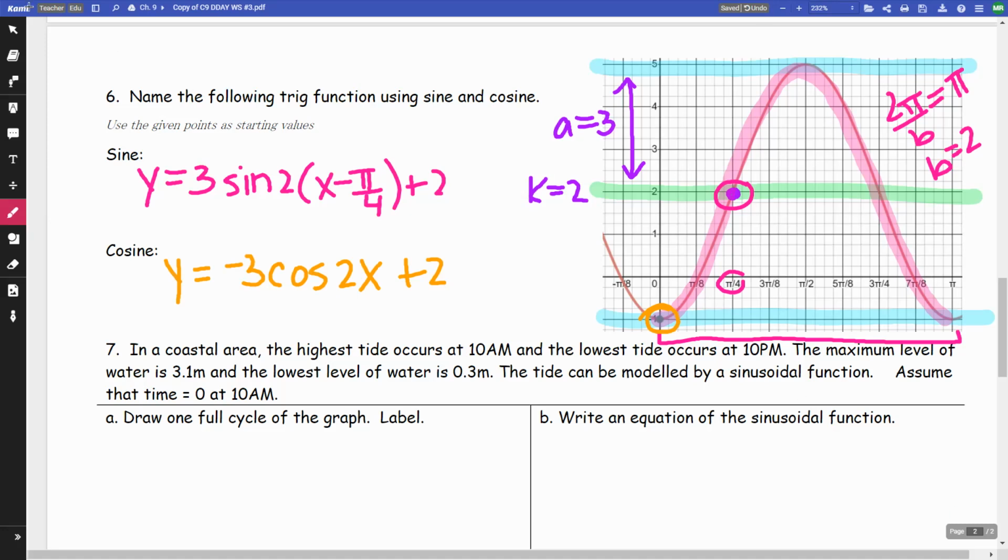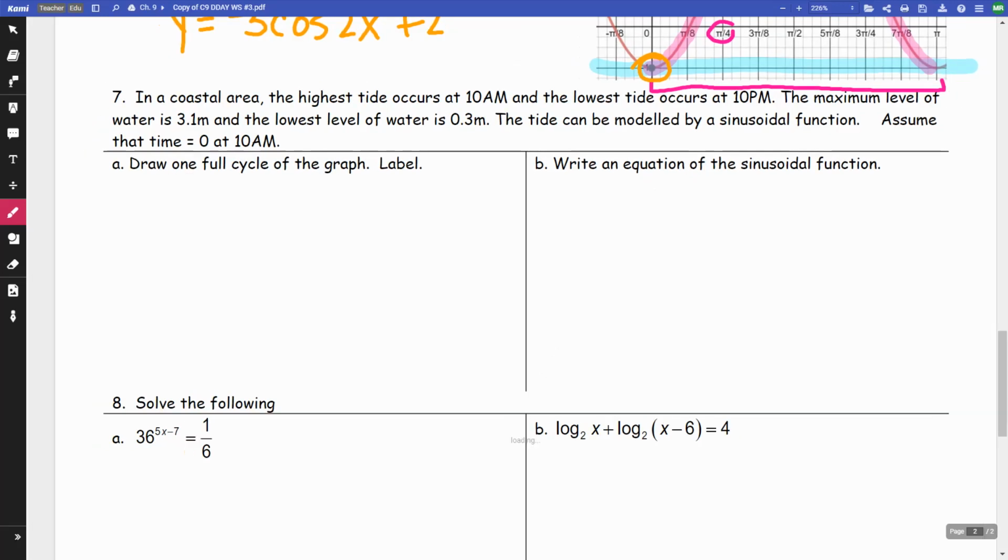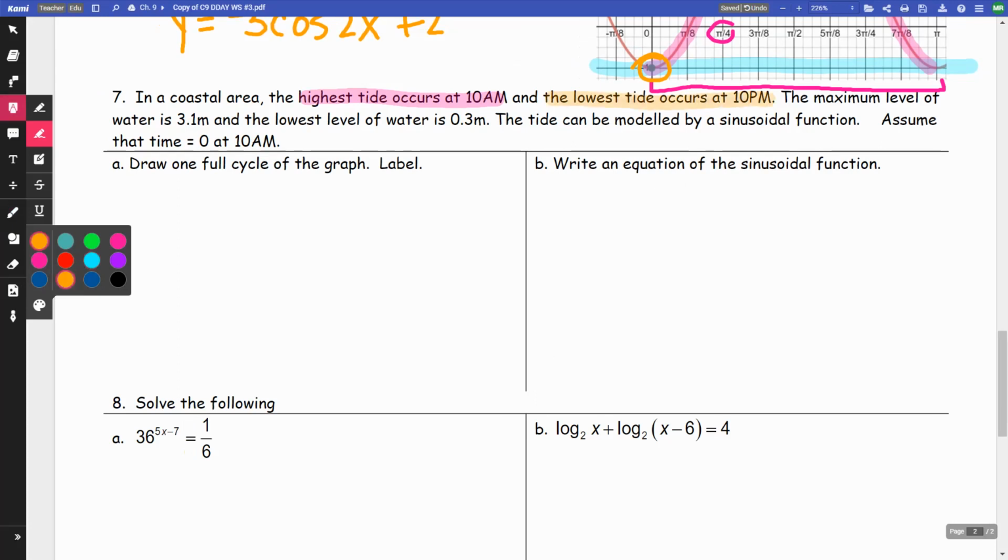On number 7, in this situation, we have high tide occurs at 10 a.m. A low tide occurs at 10 p.m. The maximum level of water is 3.1 meters.